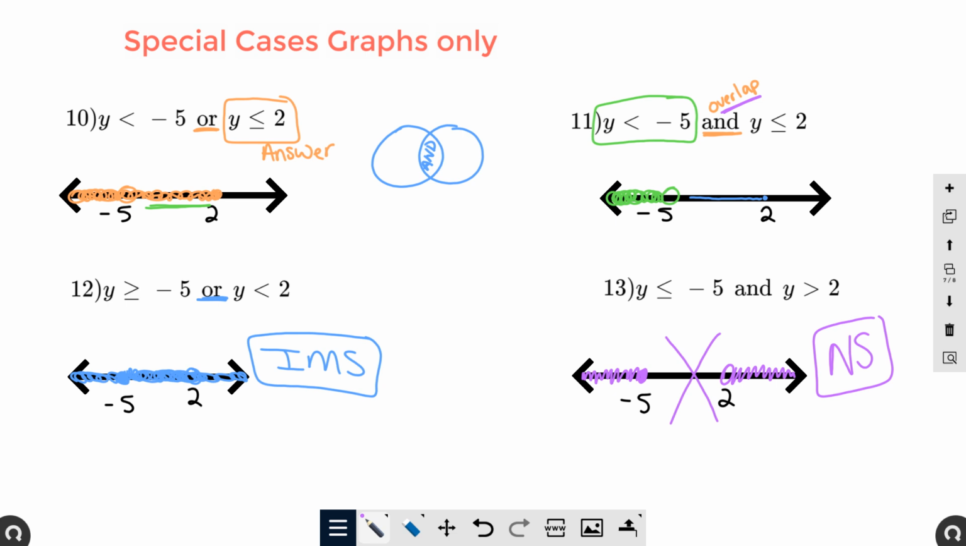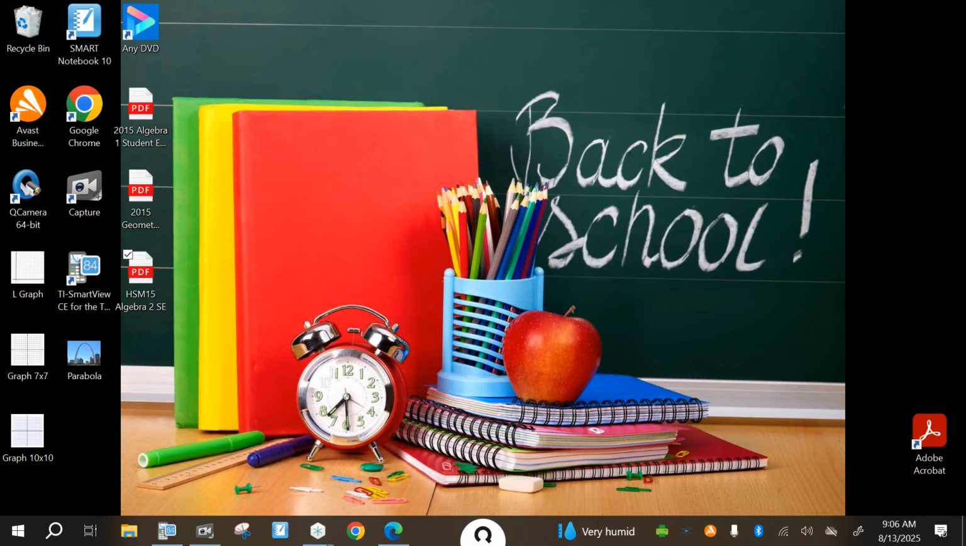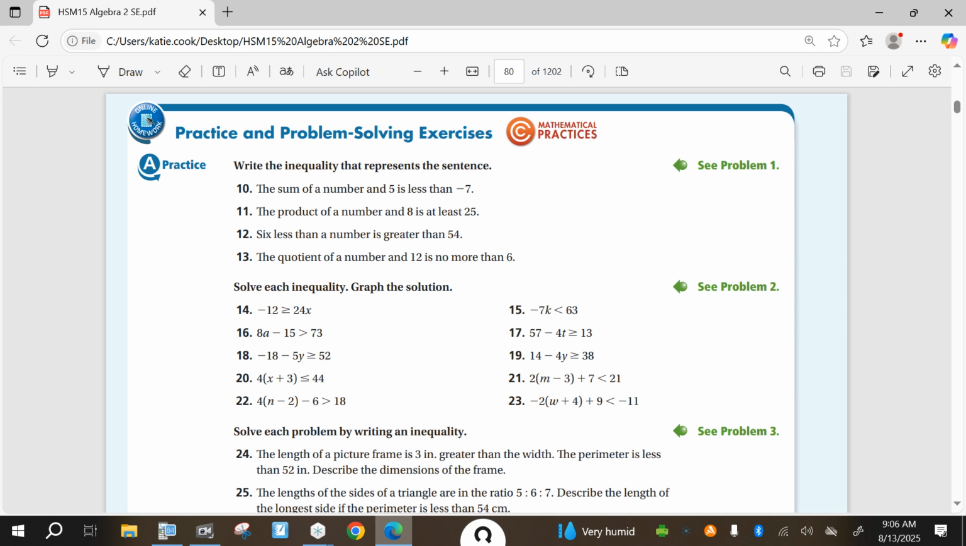All right, it is time for your homework. Now, I put your homework on Canvas, but I also put it up here on the board. This page 80 that you guys see is the online textbook page number. So, like last year, you're going to open up your textbook. You can type 80 up here at the top, or scroll down on the left side where it has the menu and find where it says page 80.